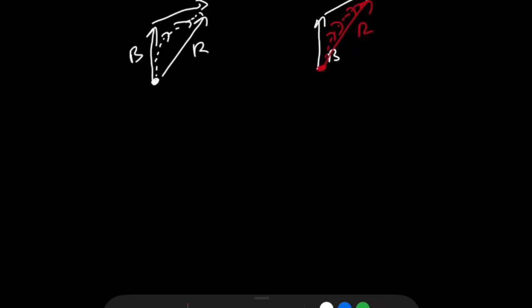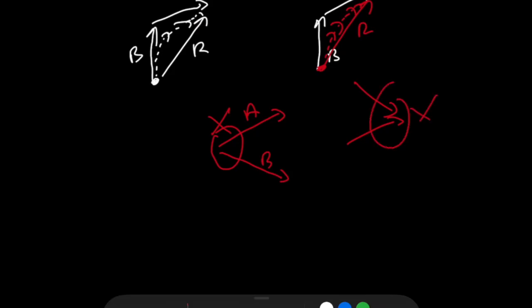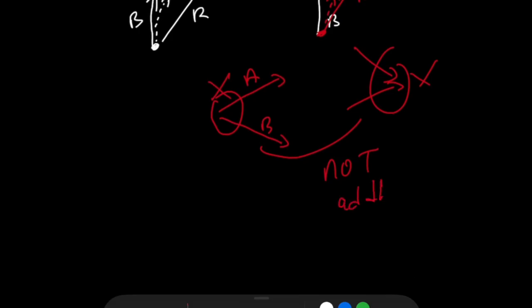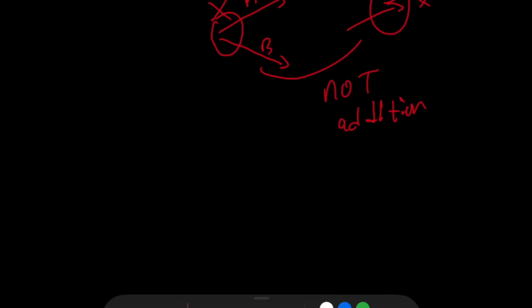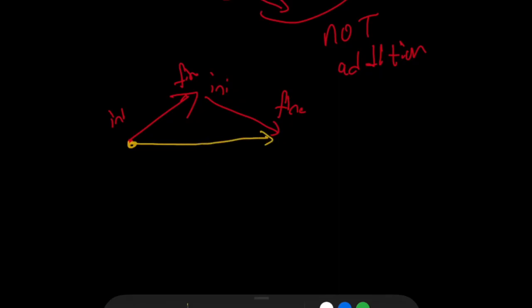And in vectors, we don't do this A, B, and also we don't do this. This is not addition. It must be initial, final, and direction. Again, initial, final, and initial to final. This is R.